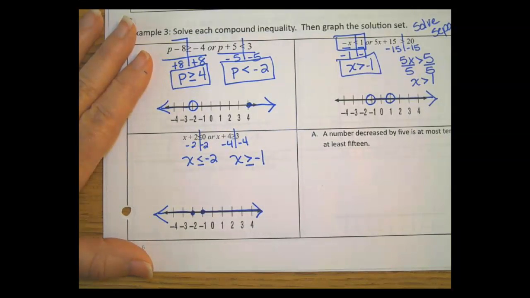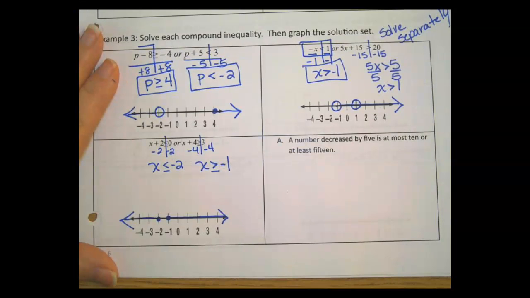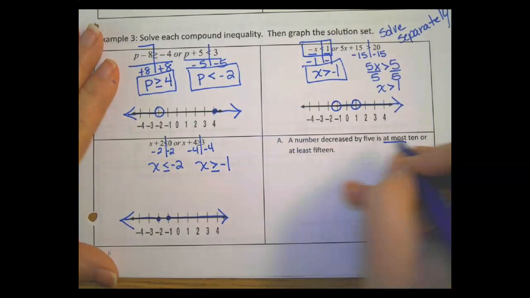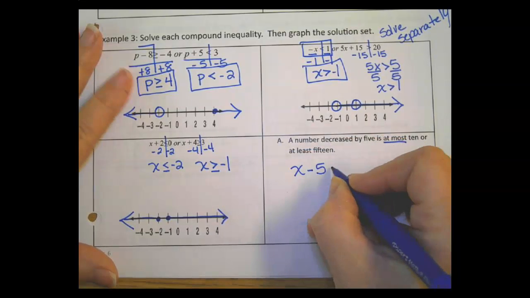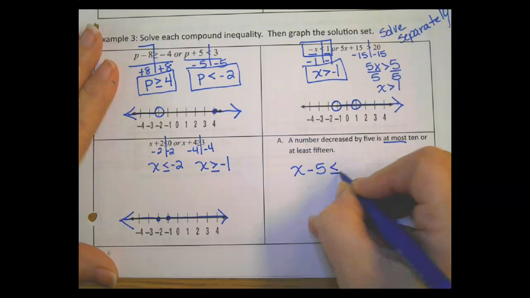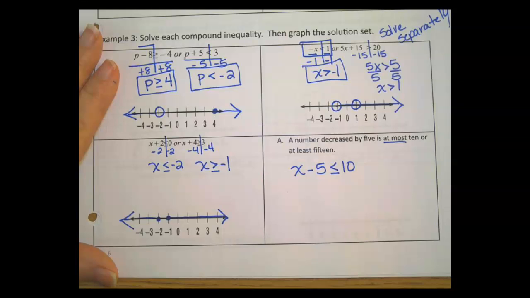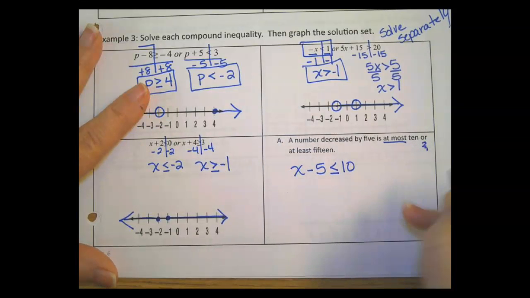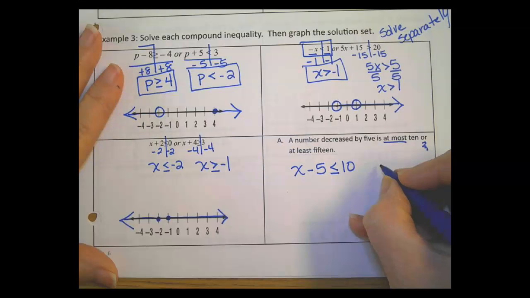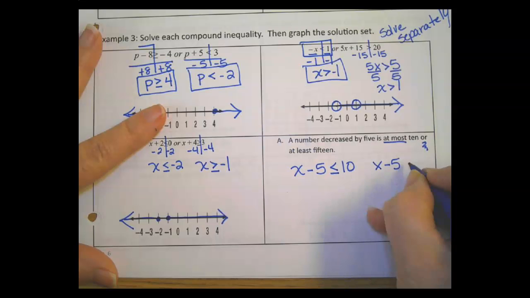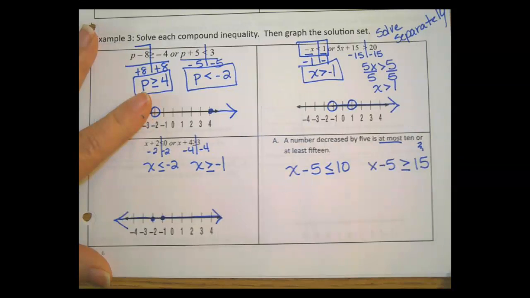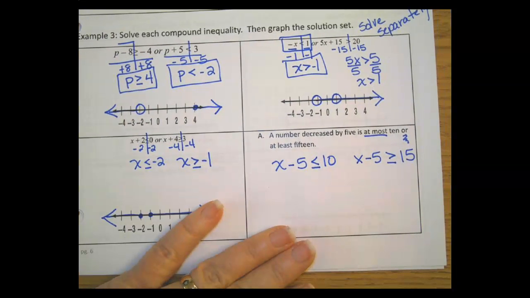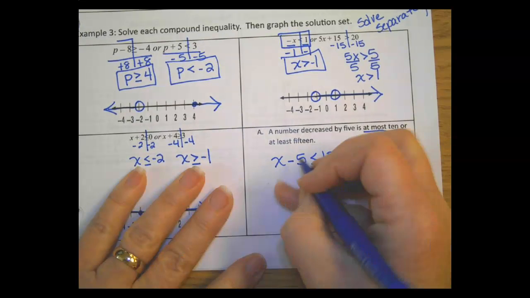Okay. Let's try this one. It's a word problem, don't freak out. At most, a number x decreased by 5. At most, that means less than or equal to 10. That's one equation. Or, same thing, x minus 5, at least, so that's greater than or equal to 15. Again, they seem so easy. Write them separately and solve.